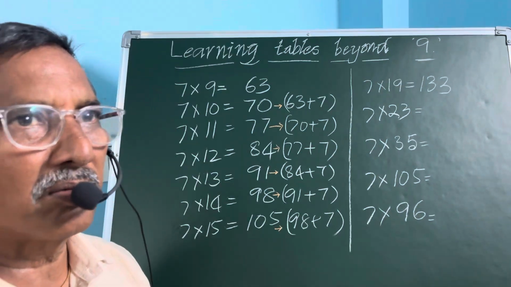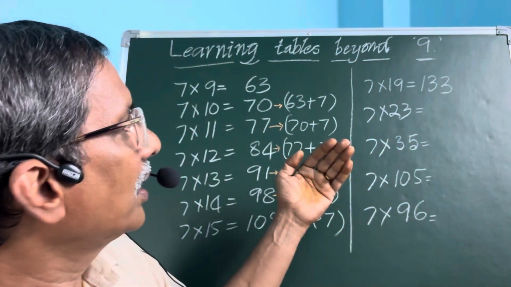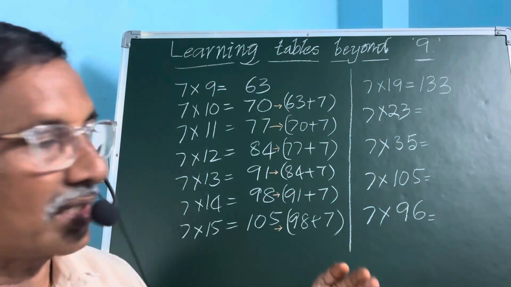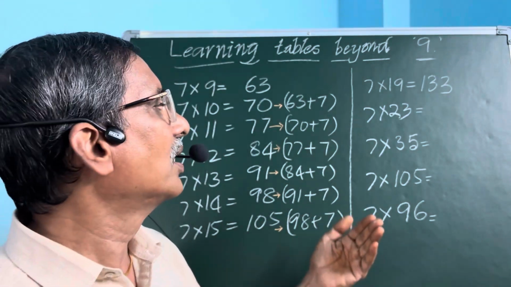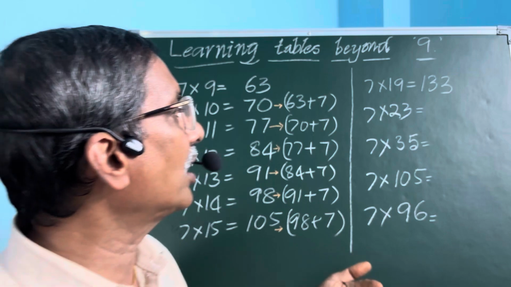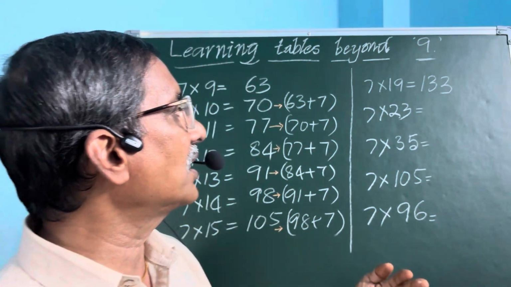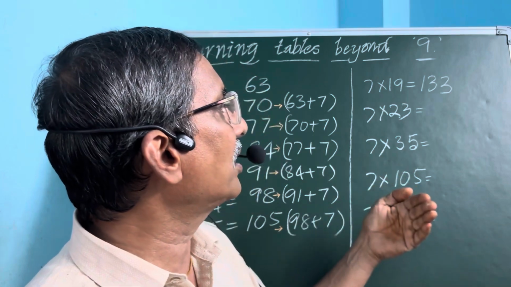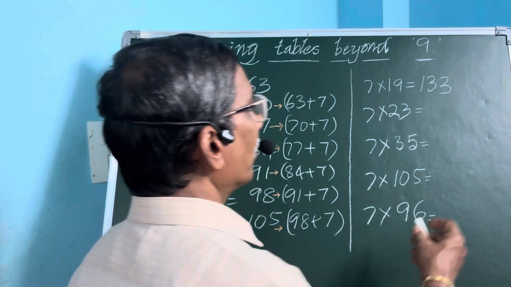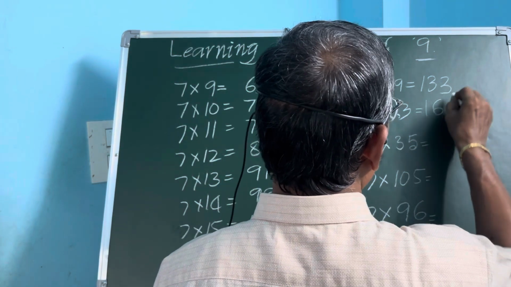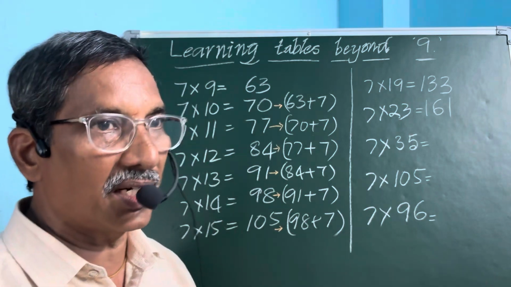So we do not remember all these tables with a lot of effort. See, 23 into 7 or 7 into 23. 7 23s. We do not learn by heart 7 23s. How do we calculate? 7 20s and 7 3s. 7 20s 140 and 7 3s are 21. So 161.